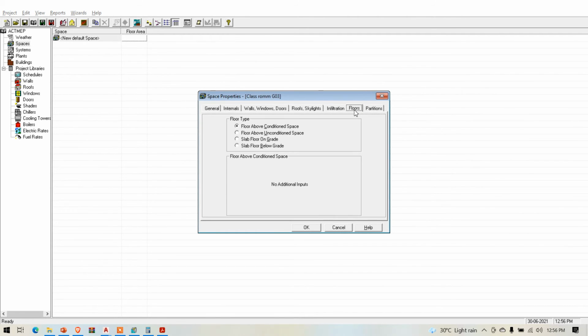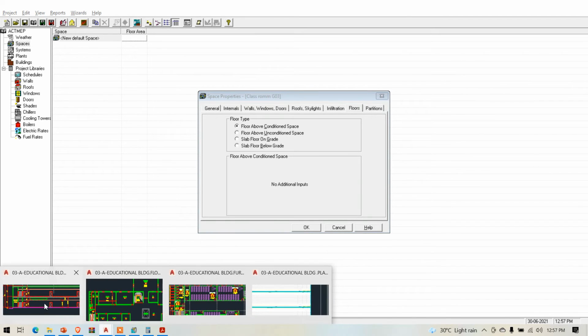Next come to the floors. Here in the floors they are giving 4 types of floors: floor above conditioned space, floor above unconditioned space, slab floor on grid, slab floor below grid. So here we have 4 types. First we need to understand what is conditioned space, what is unconditioned space, on grid and below grid. For this we have to go to your elevation plan.